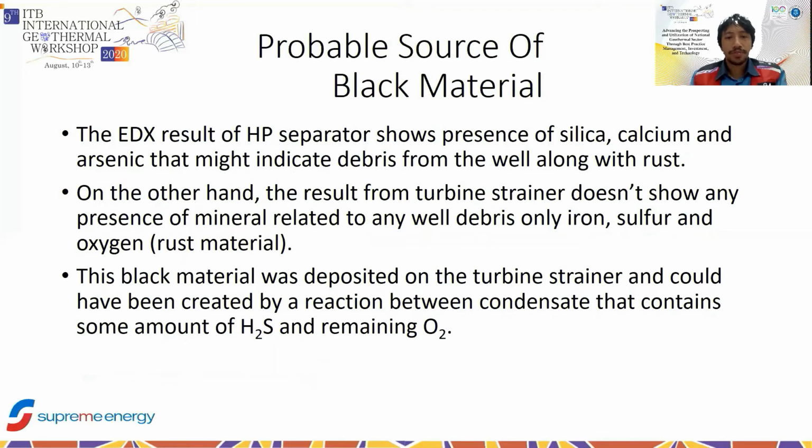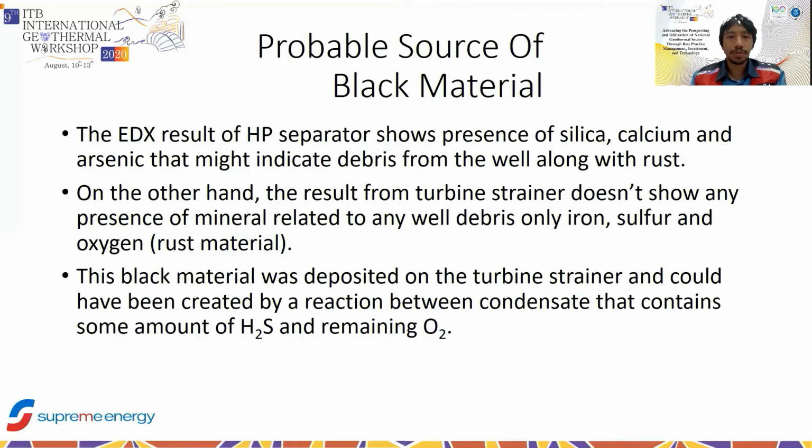And how was it formed? It was formed due to the reaction between condensate, which contains some amount of hydrogen sulfide and oxygen. The inner pipe actually reacted with the remaining gases, and it produced the black material. The black material contains iron sulfide or pyrite, and it's likely to happen that way.